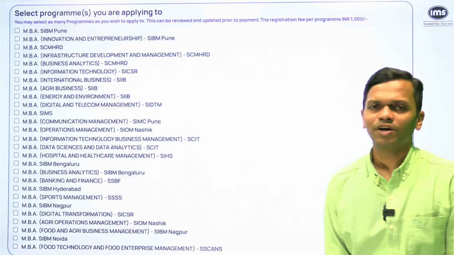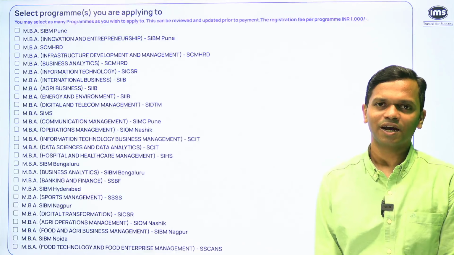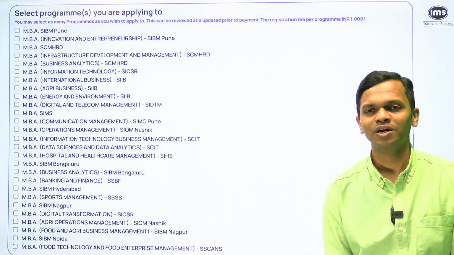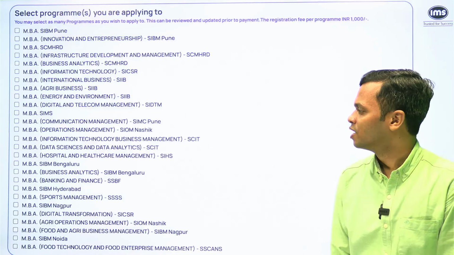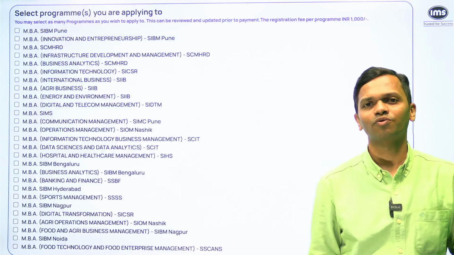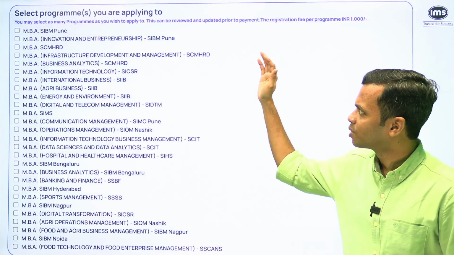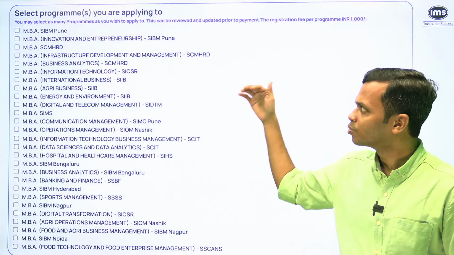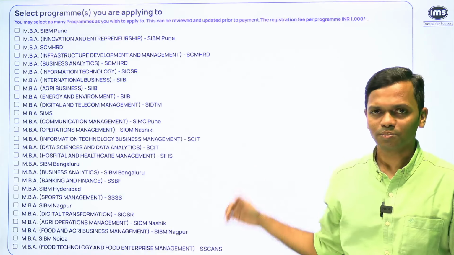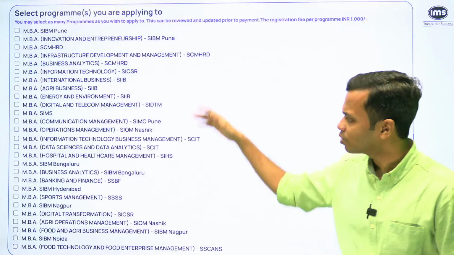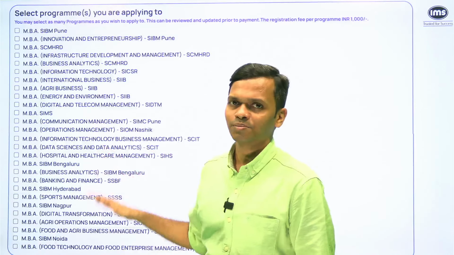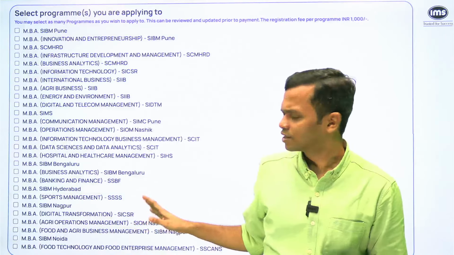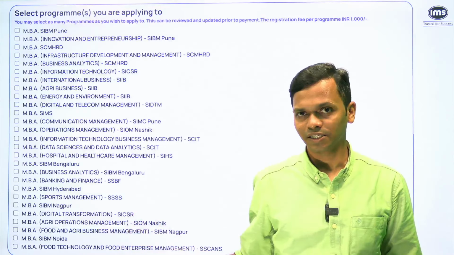Now this is where a lot of students have questions, and I hope this discussion will help you to understand how things work. So here you are going to see a long list of programs, right? So for SIBM Pune, for example, you can see 2 programs, MBA at SIBM Pune, MBA in Innovation and Entrepreneurship at SIBM Pune, and all of that. So these are all individual programs at respective institutes. There are total, I think, 27 programs that are listed here, right?